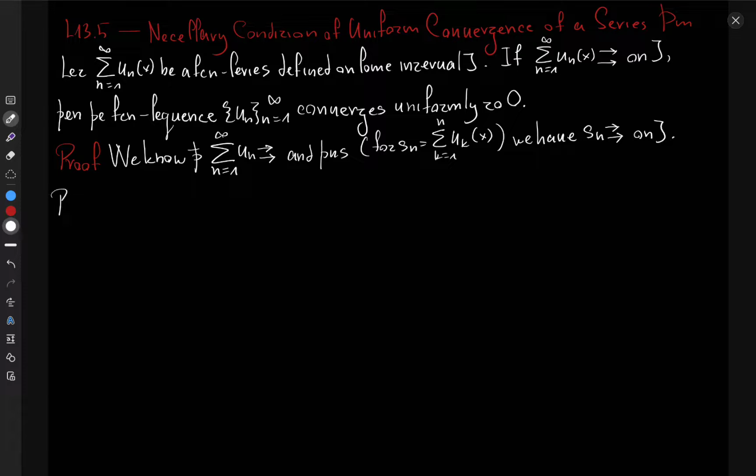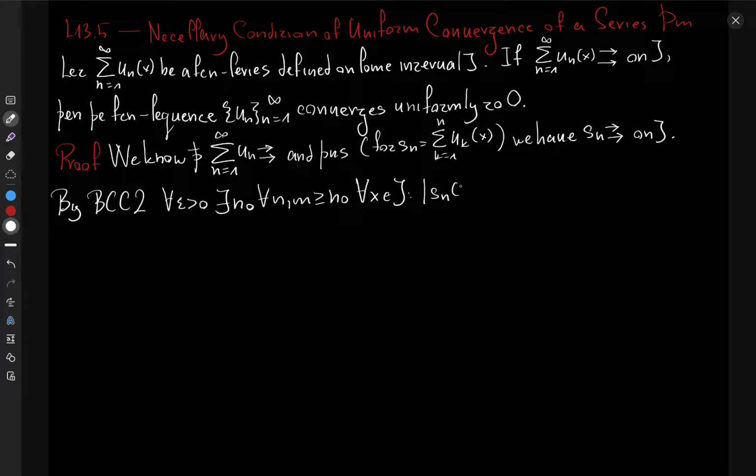Well, by the Bolzano-Cauchy criterion for uniform convergence, we have that for all epsilon greater than 0, there exists some n0 for all n, m greater or equal to n0, and for all x in J, we have then that Sn of x minus Sm of x is smaller than epsilon. Oh, fine. But n and m may be chosen arbitrarily.